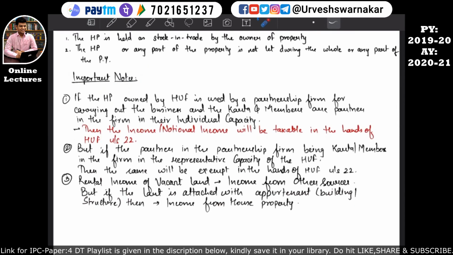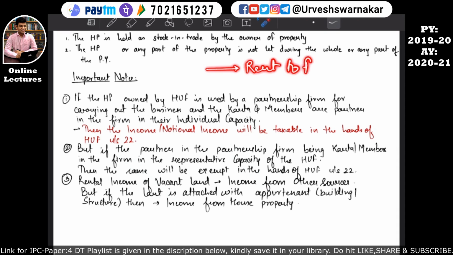Okay, so now let's read this important note. The important note says that first point, if a house property is owned by an HUF and is used by a partnership firm for carrying out a business, and the karta and the members are partners in the firm in their individual capacity, then the income, the notional income, will be taxable in the hands of HUF under section 22. That means it will be considered as if HUF has given this property on rent to the firm.